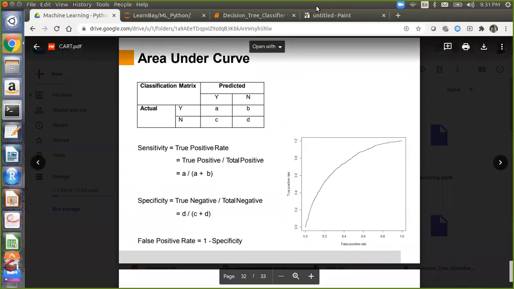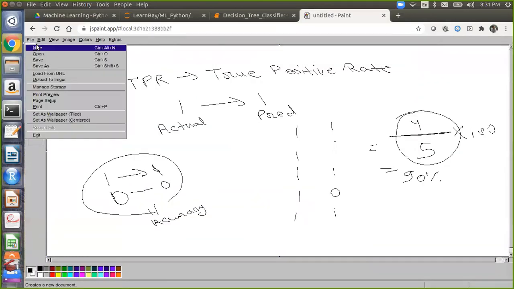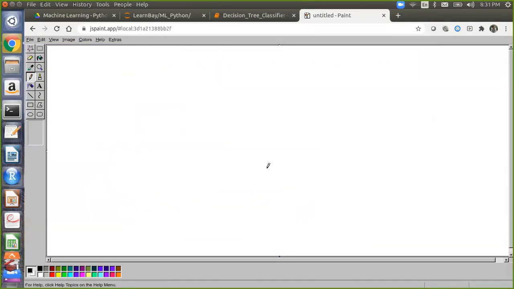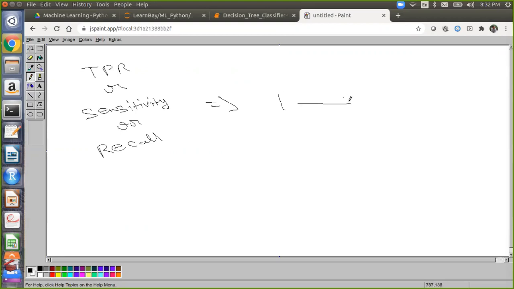All these things you have to remember, because different interviewers will ask with different formulations. It is called TPR or sensitivity, meaning how sensitive your model is towards predicting 1. It is also called recall. All of these mean how many times your model is able to correctly predict 1 as 1. So remember this: the same thing has all these names.